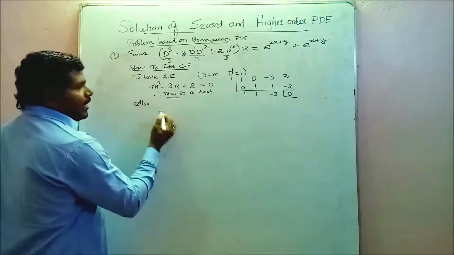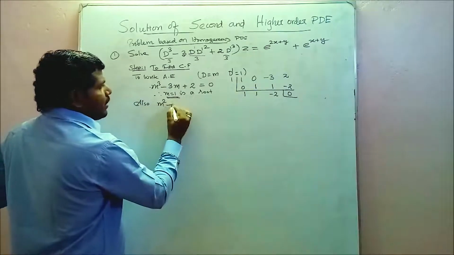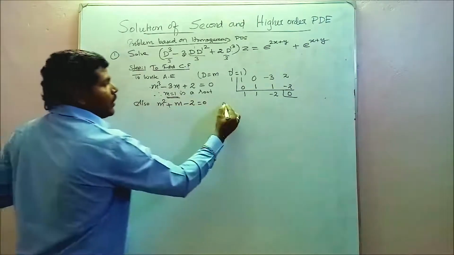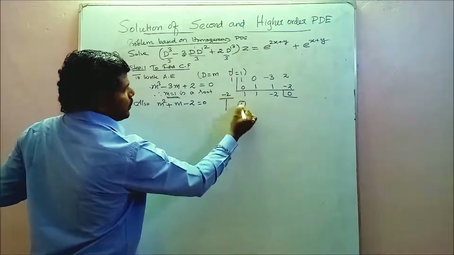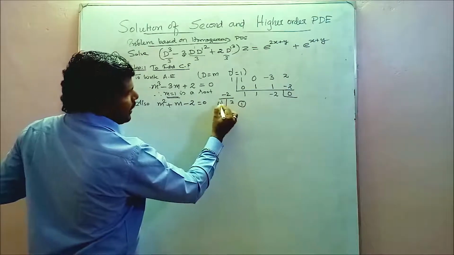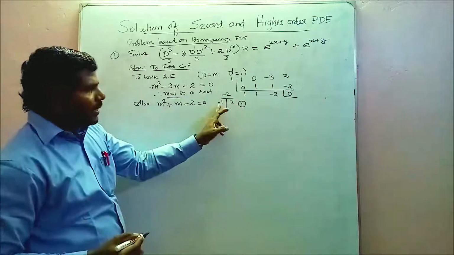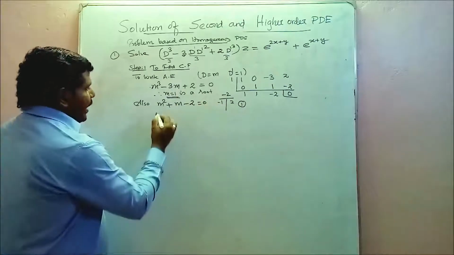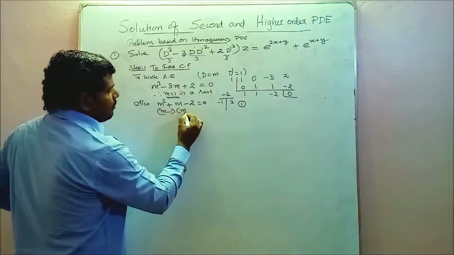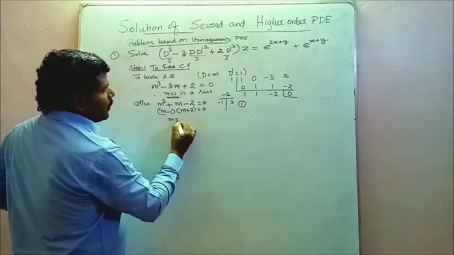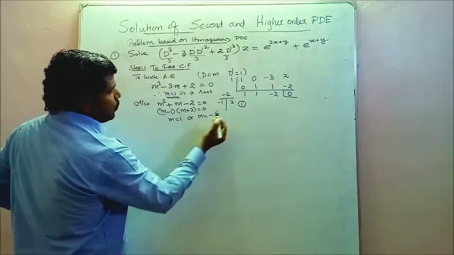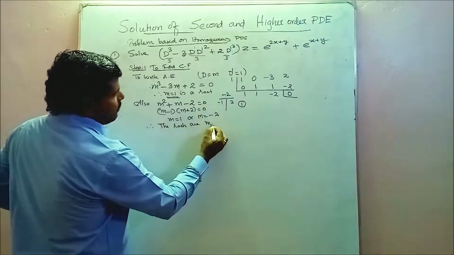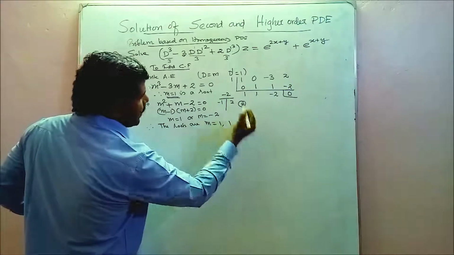Also we can write the quotient value: m square plus m minus 2 equal to 0. We can factorize this. The product value is minus 2 and the sum value is 1. Multiplying these two terms gives minus 2, adding gives 1, so this is the proper value. So m minus 1 into m plus 2 equal to 0, m is equal to 1 or m is equal to minus 2. Therefore the roots are m equal to 1, 1, minus 2.